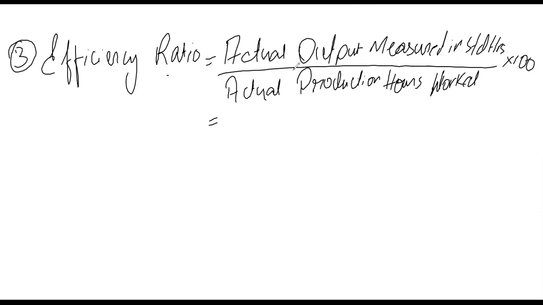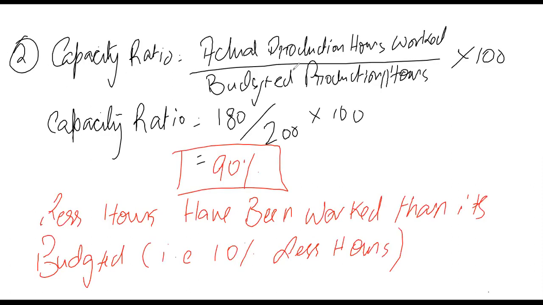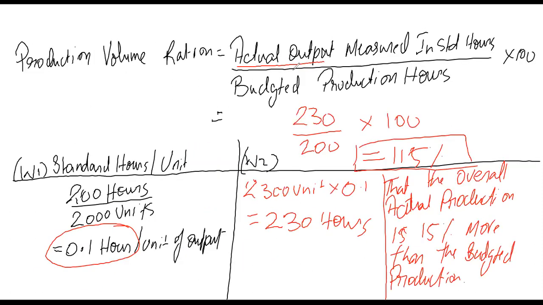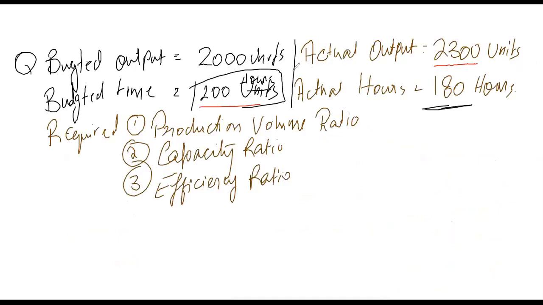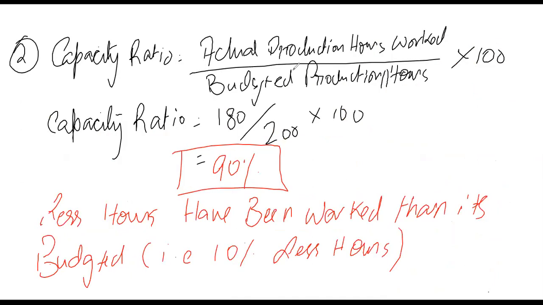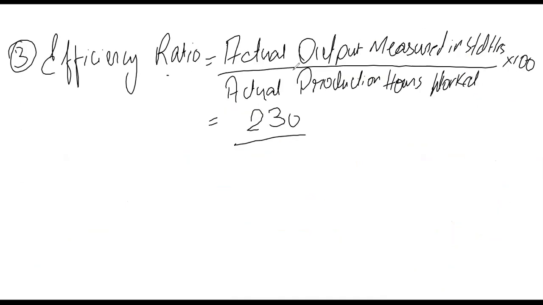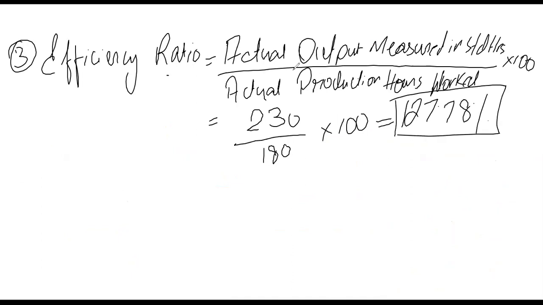As you guys know very well, we have already calculated the actual output measured in standard hours. The actual output measured in standard hours was 230. So 230 divided by actual production hours, which were 180 hours, multiplied by 100, I'll be getting an answer of 127.78%. Now, let us see the interpretation of this ratio.